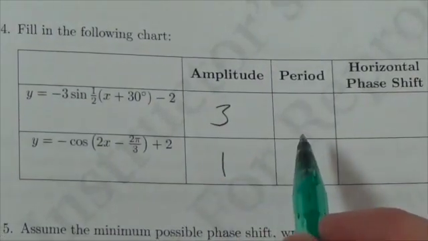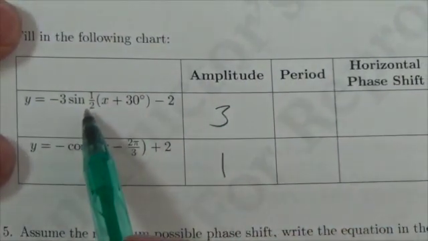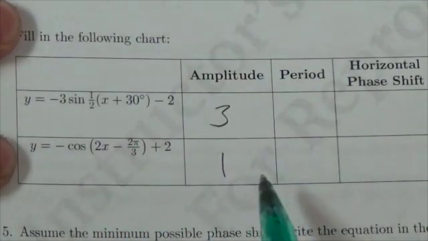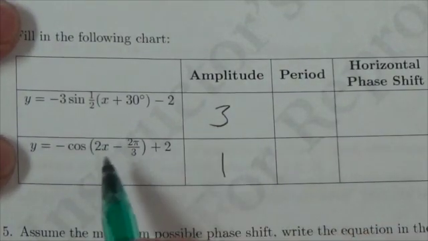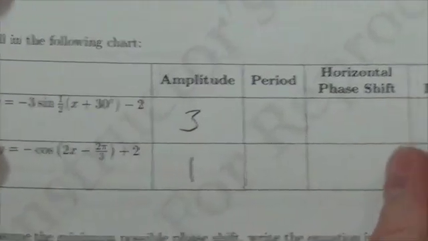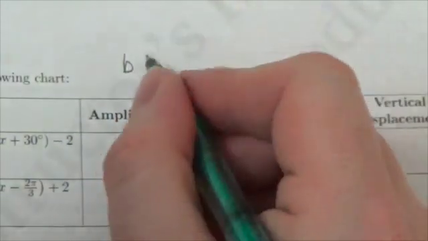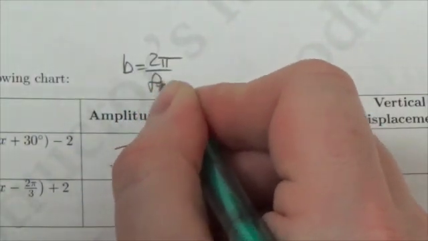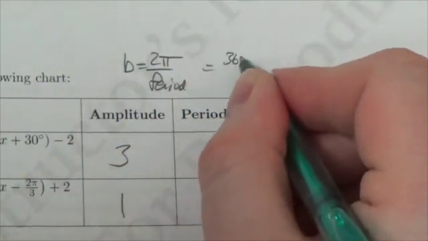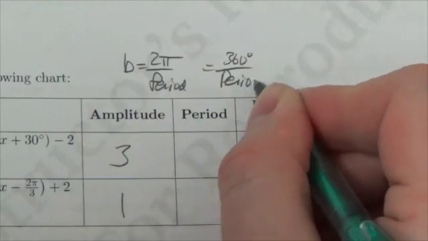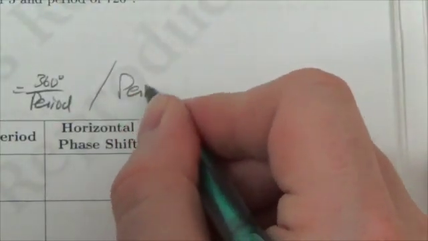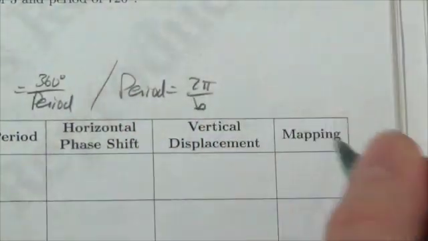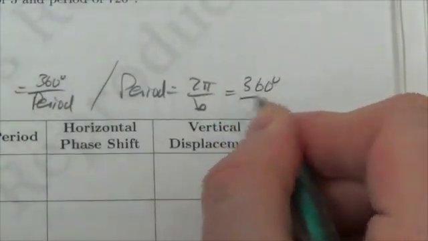Okay, the next thing we're going to look at here is the period. It is a mistake to think that the period here is 1/2 and that the period here is 2. Those are the B values. Those are giving us information about the horizontal stretch, but that is not giving us the period. Remember the formula here: the B value is 2 pi divided by the period, or if you will, it's 360 degrees divided by the period. Which means, likewise, that the period will equal 2 pi over b, or it will equal 360 degrees over b.